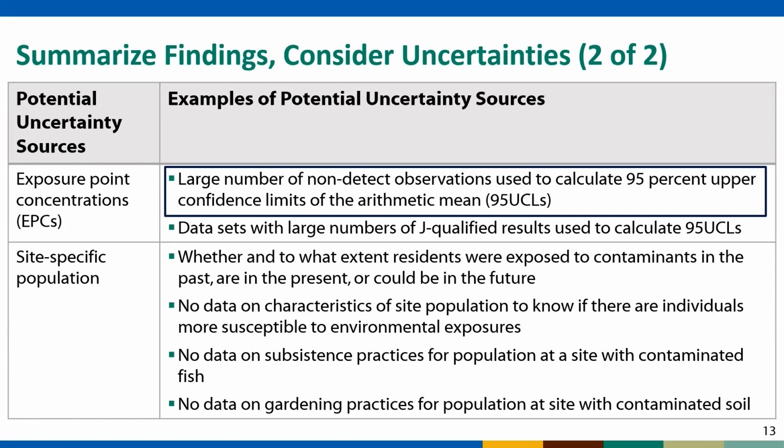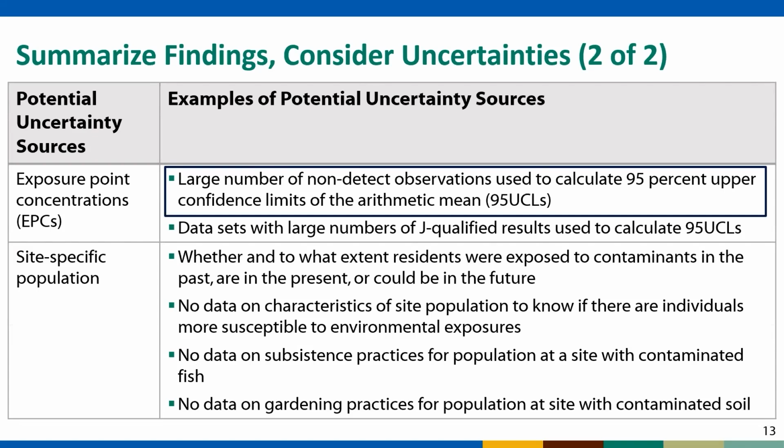Another example of uncertainty is when there are a large number of non-detect observations. You will learn later in this webinar that if you do not have a minimum number of detected values, then you will not be able to calculate a 95% upper confidence limit of the mean. This term is often called the 95th UCL of the mean, or the 95th UCL for short. If you don't have enough samples or enough detected values, you may be forced to use the maximum concentration as your EPC, which can introduce more uncertainty into your evaluation and conclusions. More on this later.